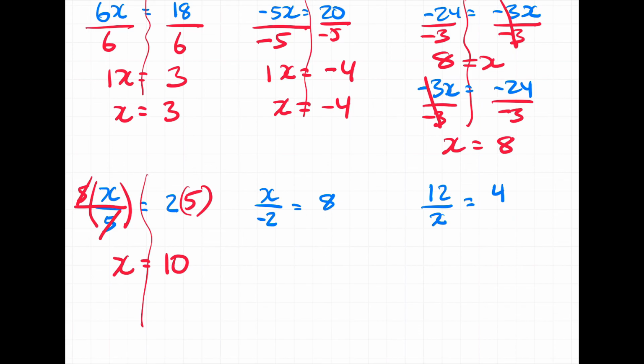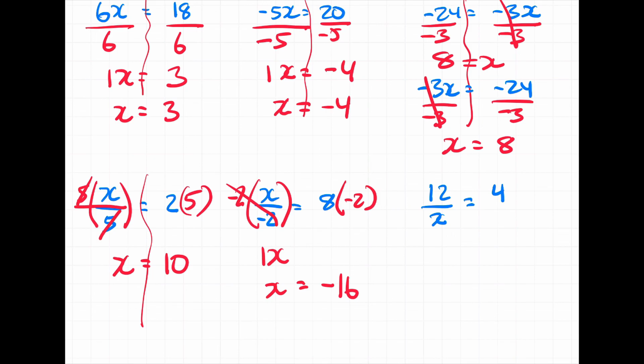Okay, and here's another one. It's got x divided by negative 2. So what am I going to do? Multiply by that same number, negative 2. Keep it equal. Multiply by negative 2. The 2's cancel. So negative 2 divided by negative 2 is 1. And so 1x, or just x, equals 8 times negative 2, which is negative 16.